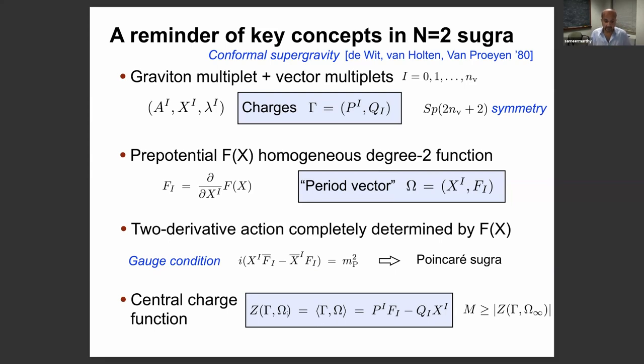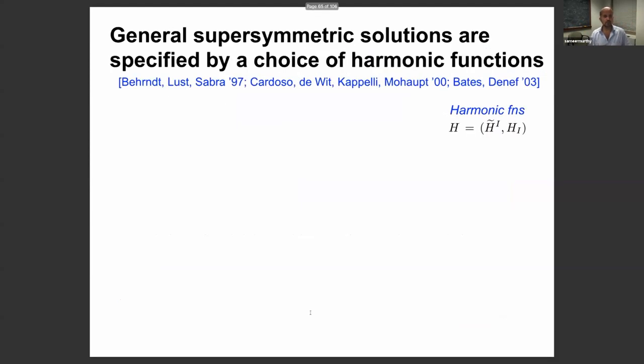And this Z is called the central charge because it is the central charge. So for example, if you go to infinity, then measure the ADM mass and all the charges, then you find that indeed M is greater than or equal to the absolute value of Z. Right. Okay, so this plays an important role.